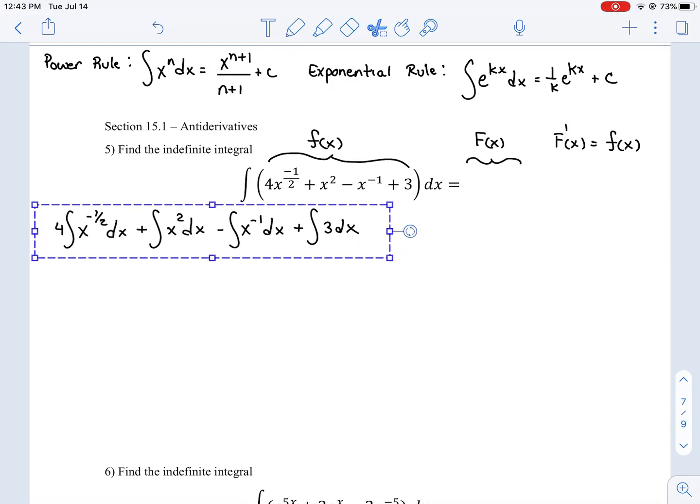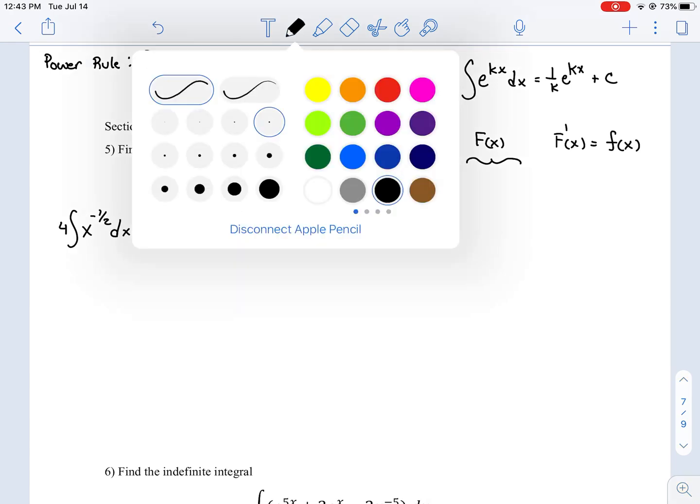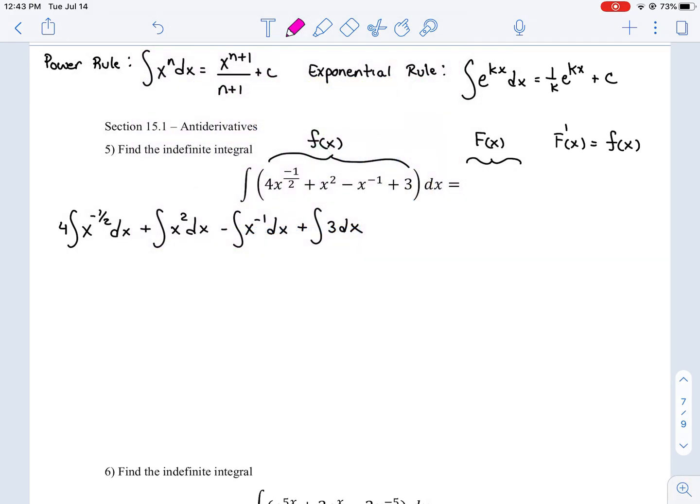And now that I've separated this into four separate terms, I can identify the type of rule we need to use. So it looks like the first two terms are going to require the power rule. And remember what the power rule states. I have it in the top left-hand corner. The antiderivative of x to the nth power is equal to x to the n plus 1 divided by n plus 1, plus c.